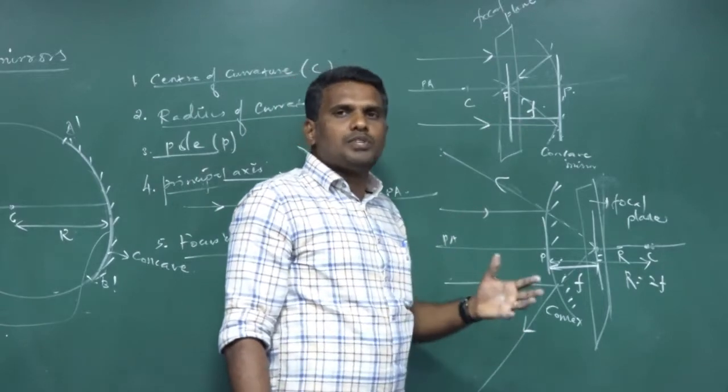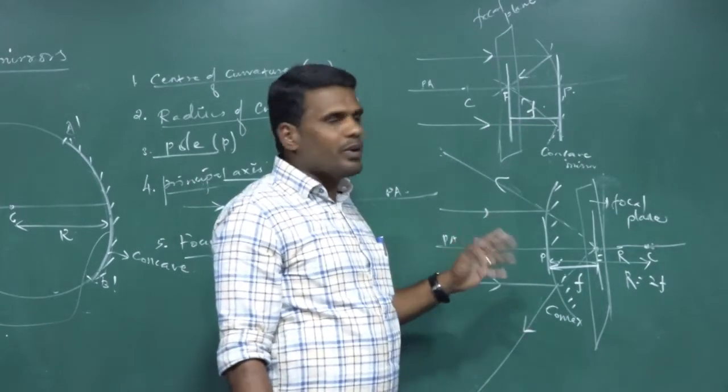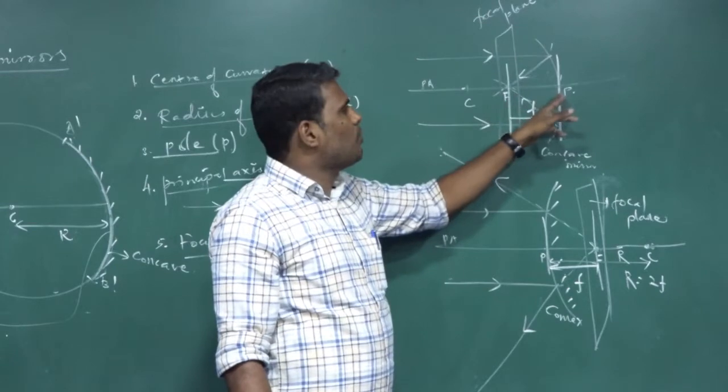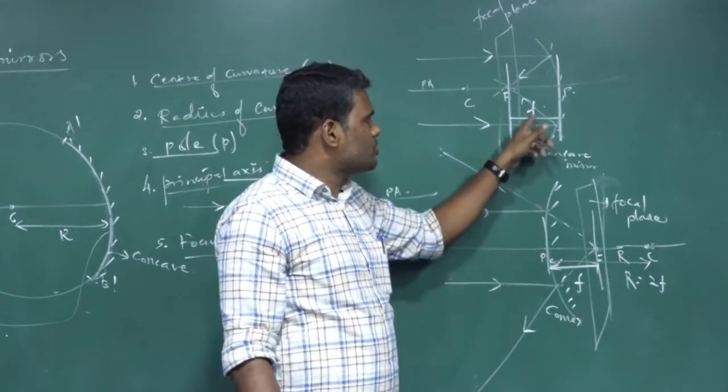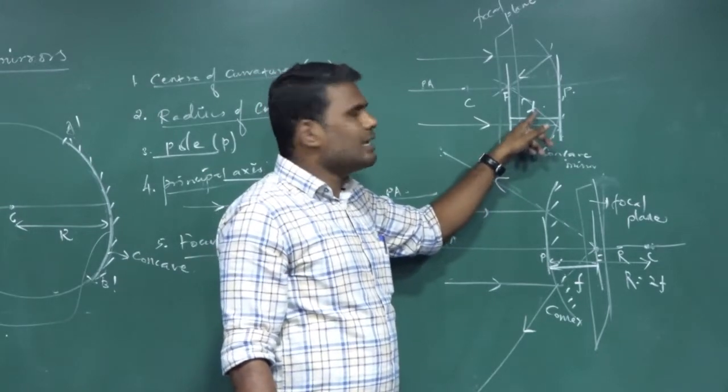Then focal length. What is focal length? It is the distance between the principal focus and the pole of the mirror. We call it focal length, small letter f.